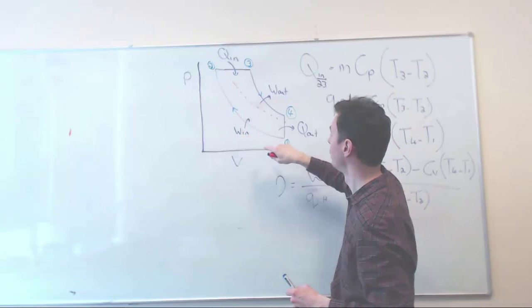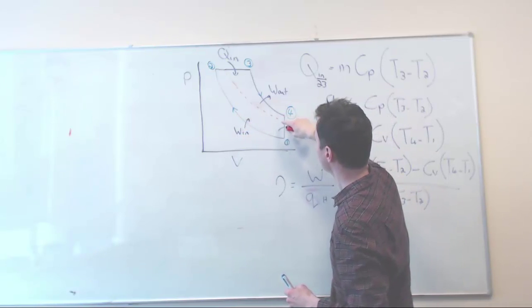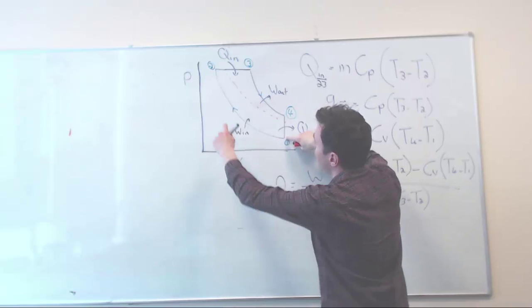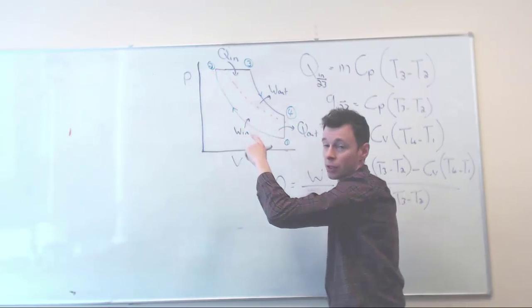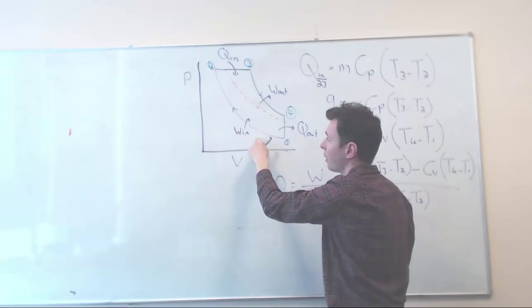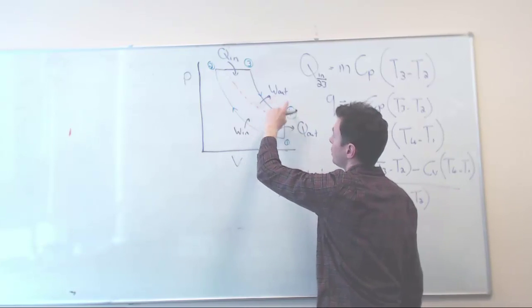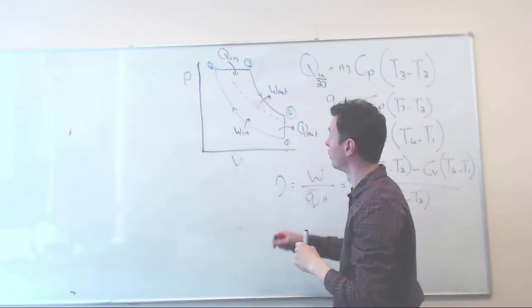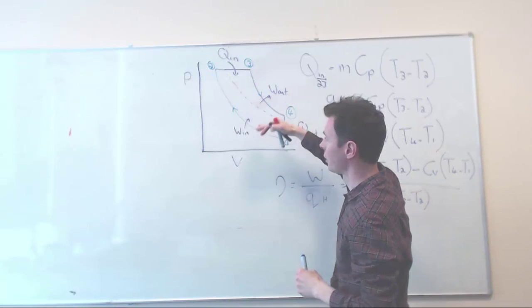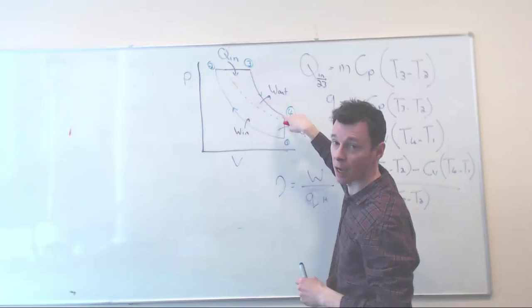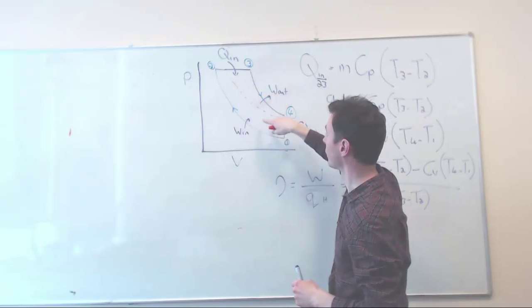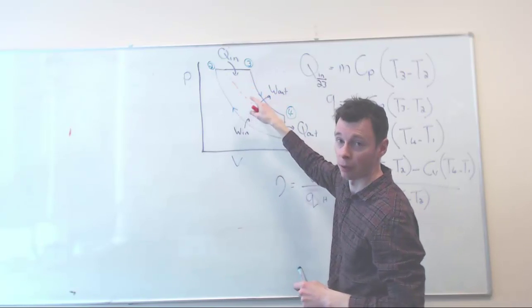So yes, we can increase this, and basically the way that you work out the work done in that fashion is to subtract the area beneath process 1 to 2, so work in, from the work out, which is from 3 to 4. So when you subtract those, one area from the other, you end up with the area inside this cycle path, basically.